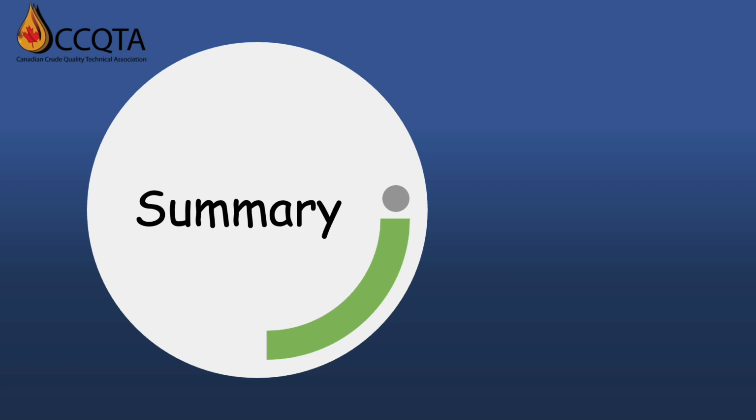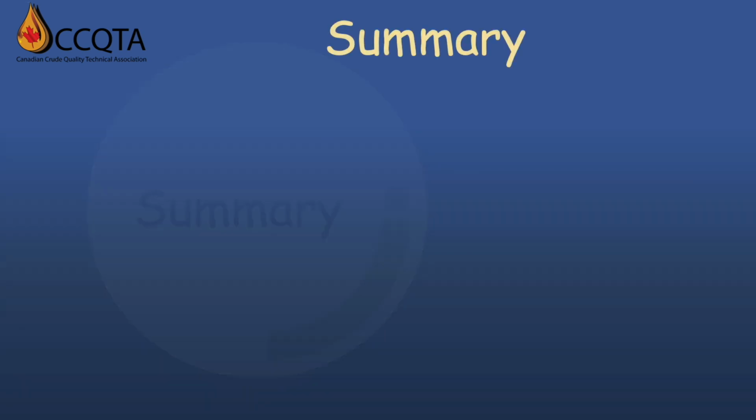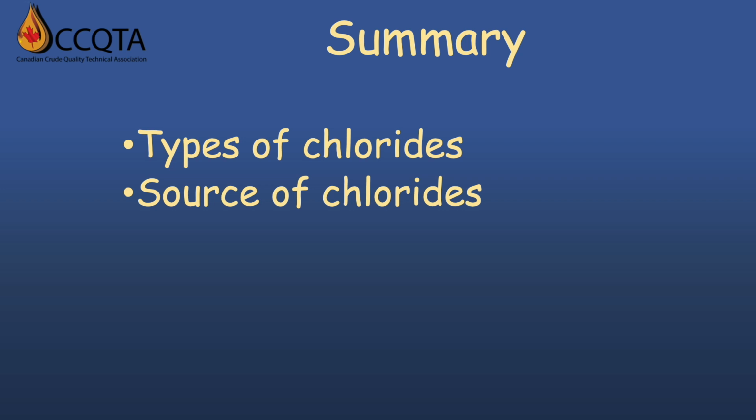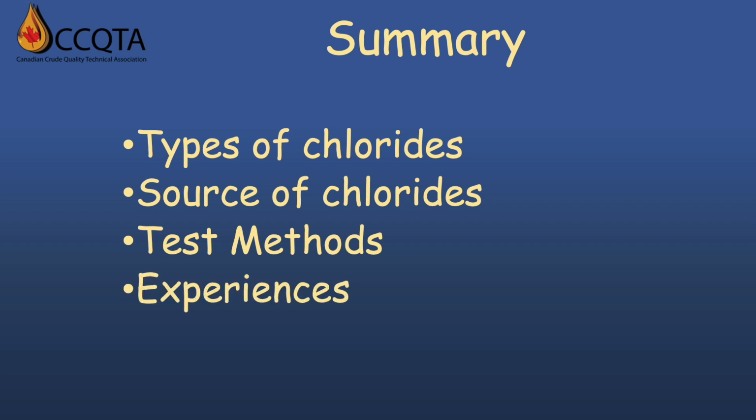Let's summarize what we've talked about today. First, we talked about both inorganic and organic chlorides to illustrate how they differ, including how they move through a refinery. Then we identified the source of chlorides and how they often end up in crude oils. Then we discussed the various test methods used to quantify the two types of chlorides and the associated nuance. In particular, we spent a lot of time and talked about the D4929 test method. And lastly, we shared some of the experiences the industry has had about chlorides, including a case study, round robin, and some cautionary notes about results interpretation and assumptions.